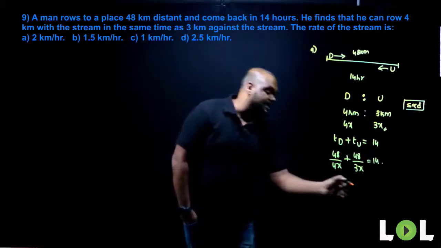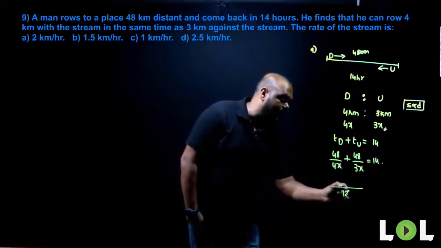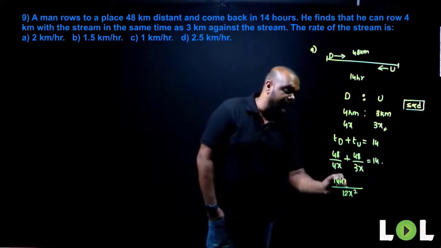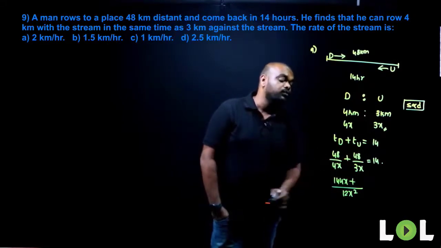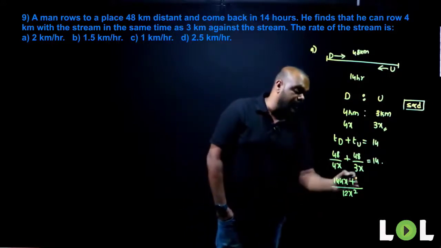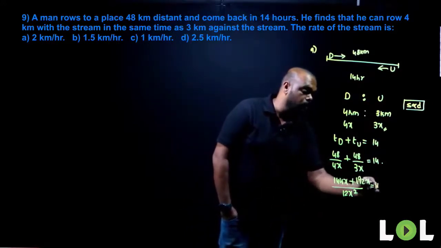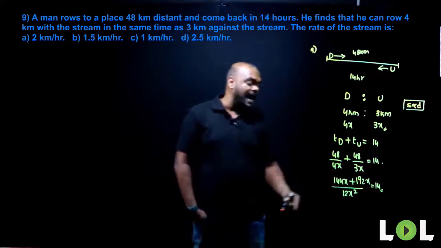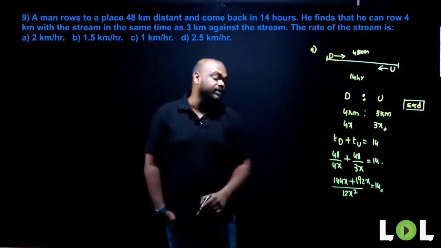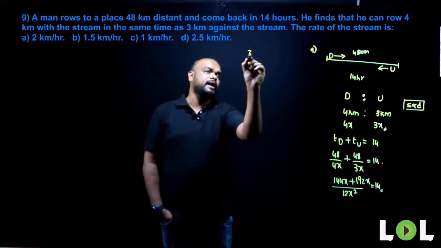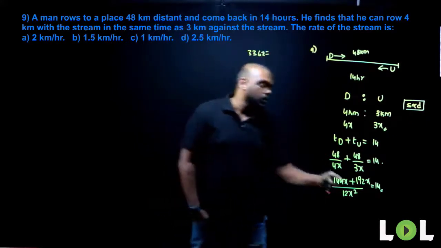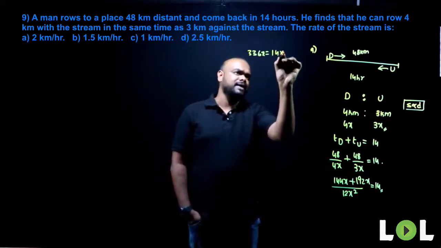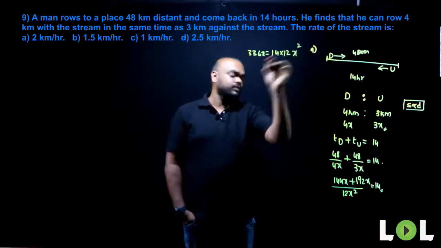So if I do this, I'll get 4x into 3x, which is 12x squared. Now 48 into 3, that will be 144x, plus 4x into 48, that will be 192x. That is equal to 14 times 12x squared. When I add these two, I'll get 336x. 336x is equal to 14 into 12x squared. Let's not multiply that. 14 into 12x squared. Okay, this goes with the 12.